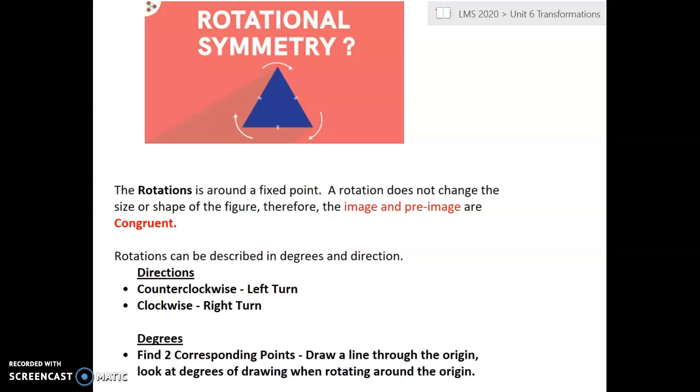Rotations can be described in degrees and direction. Direction is referred to in rotation as counterclockwise and clockwise. Counterclockwise is a left turn and clockwise is a right turn, and we'll look at some examples of those in just a second. The degrees can be found by finding two corresponding points, one on the image and one on the preimage, and then you draw a line through the origin, as long as the origin is what you're rotating around. And then you look at the degrees of the 2 points connecting.